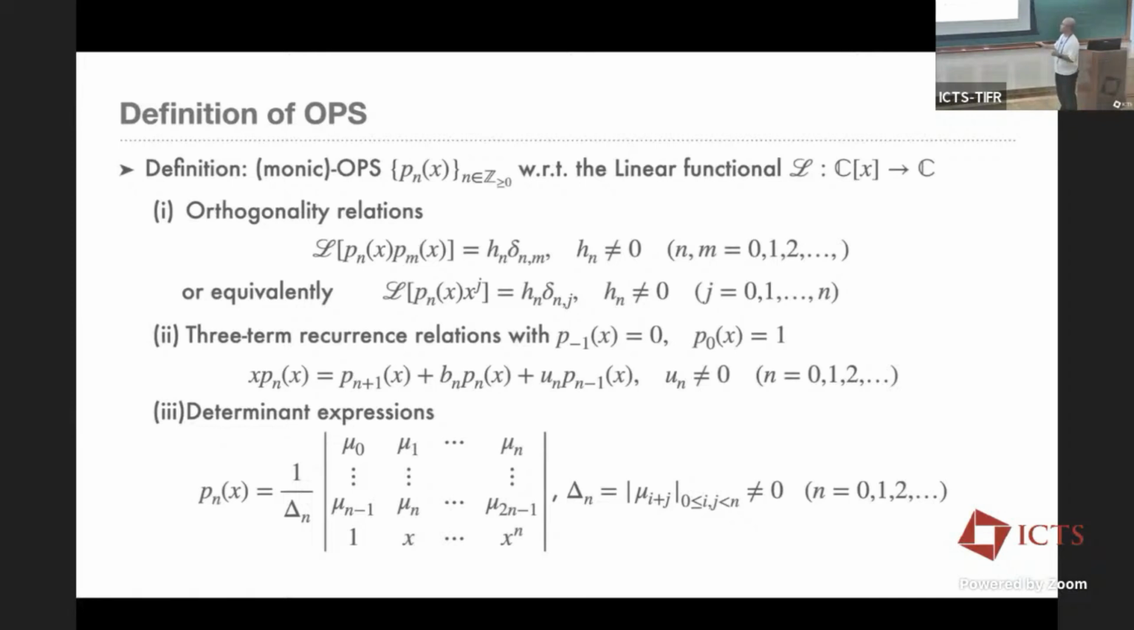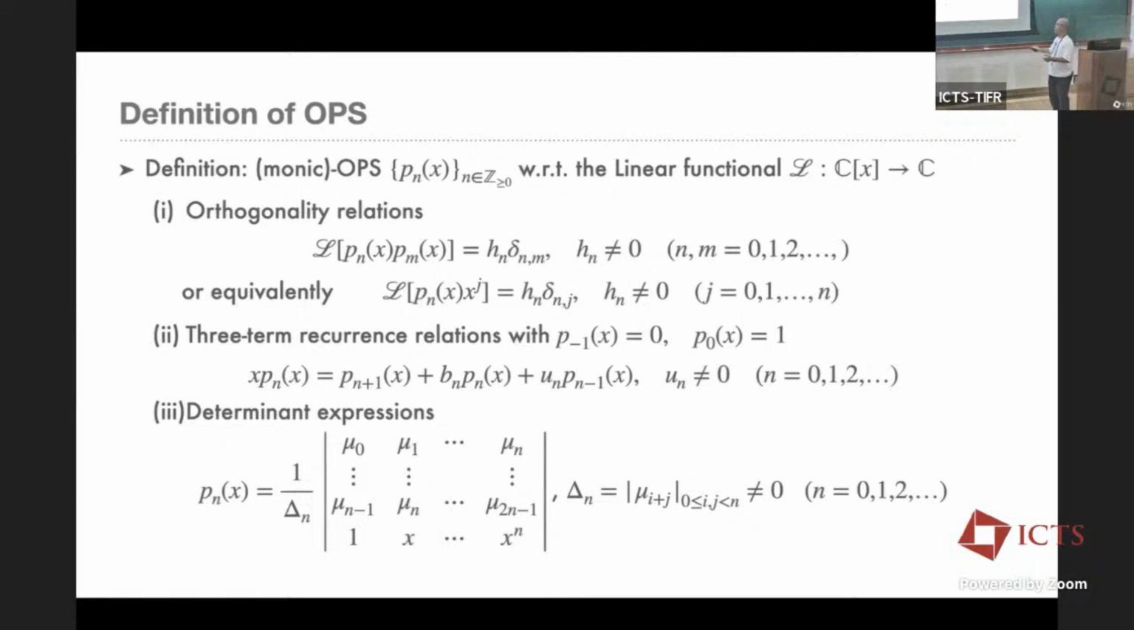So if j is less than n, then it should be 0. Only when j equals n, some non-zero constant hn should appear. So we may say this hn is an orthogonality constant. And then this is a three-term recurrence relation, which also makes it possible to define an orthogonal polynomial system.